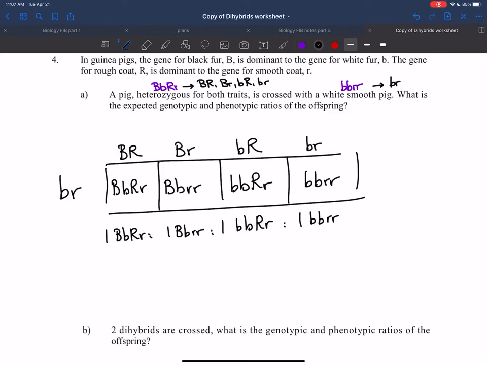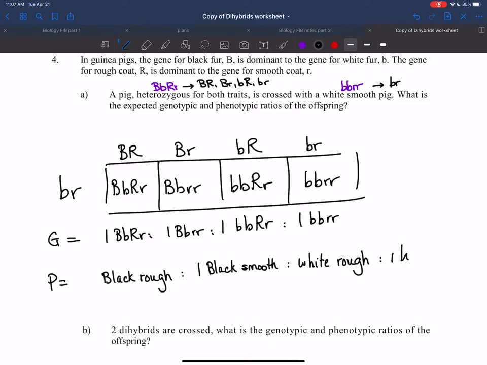And when I look at the phenotype ratio, this one is going to be black and rough. This one is going to be black, smooth. And then I'm going to have white, rough, and white, smooth. So it's a 1 to 1 to 1 again. So all of them are 1 to 1 to 1 to 1.